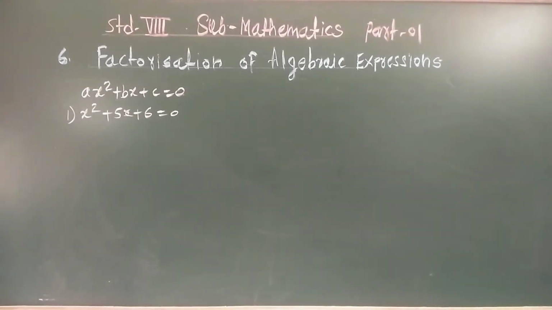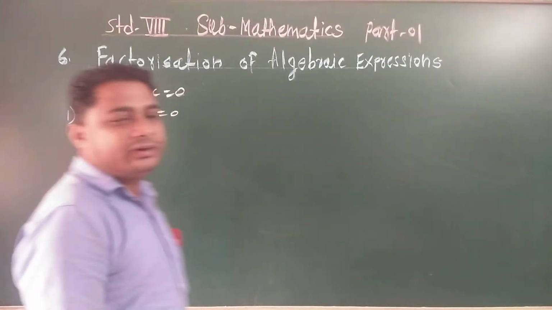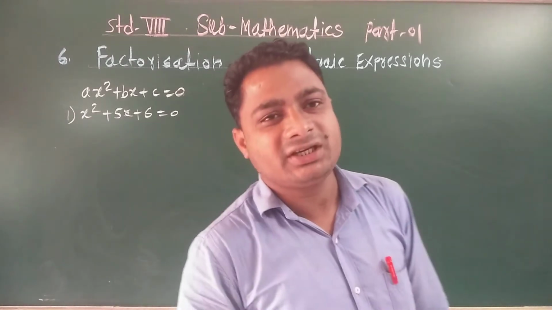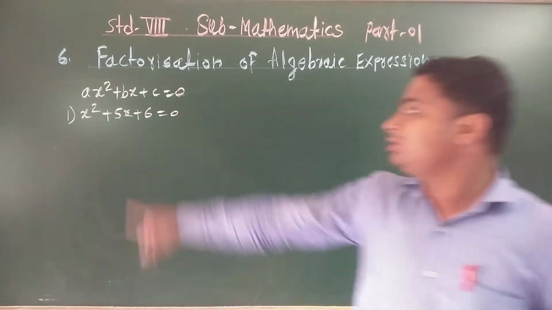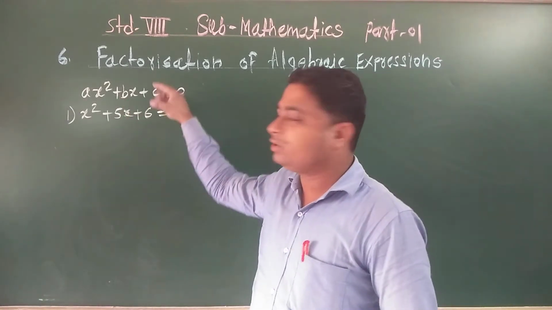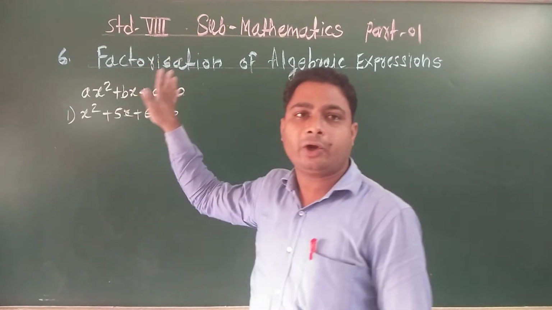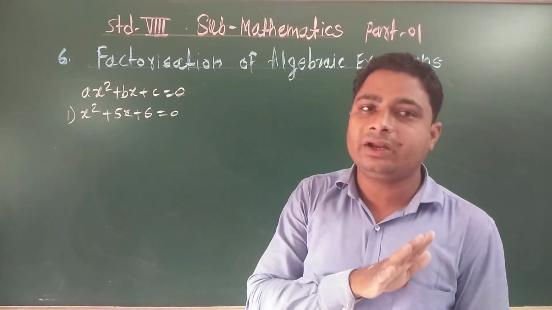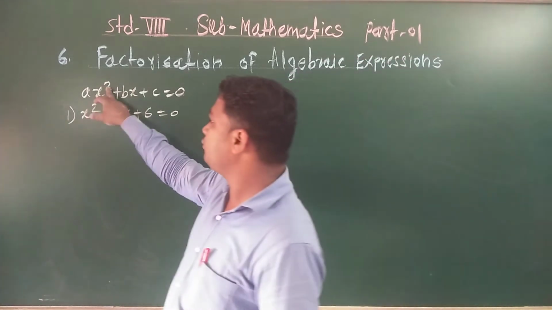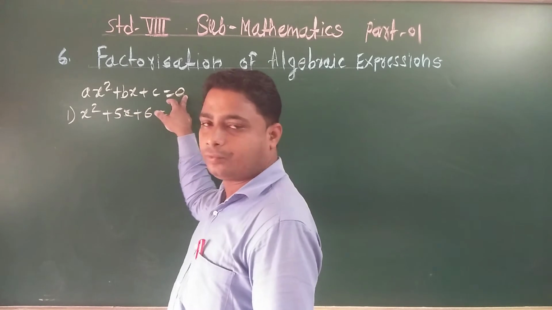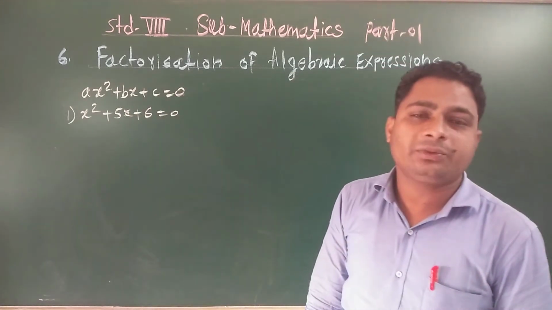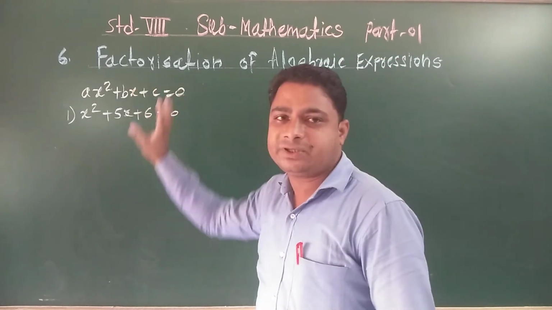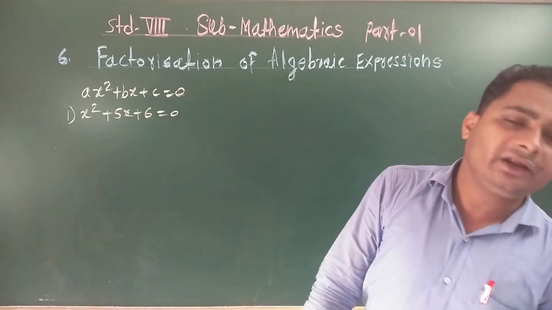Okay, factorization of algebraic expression. So here it is given that ax square plus bx plus c is called the quadratic trinomial. So that expression is called the quadratic trinomial. Why quadratic trinomial? Because it is given that ax square plus bx plus c is equal to 0. Okay. Now see how to calculate the factors of an algebraic expression that is a quadratic trinomial.